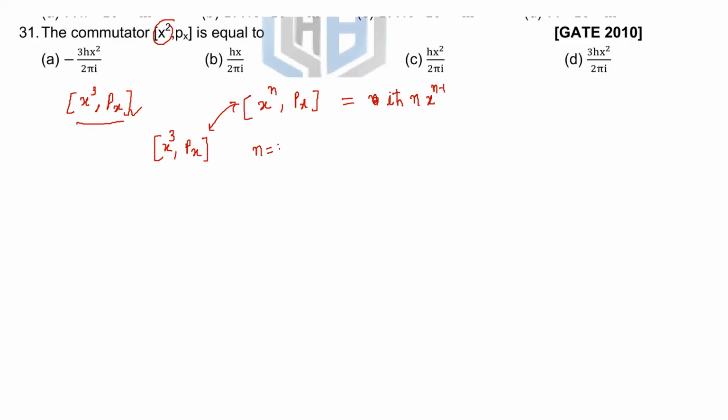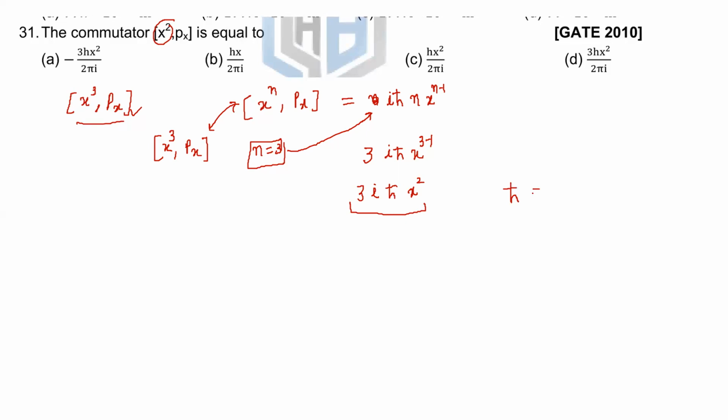Here it is giving n equals 3, so just substitute the value of n here and you will get the answer. So n is equal to 3, then iota h cross x^(3-1). It will give you 3 iota h cross x square. But if you look at the options, none of the options is matching with our answer, so we need to modify it.